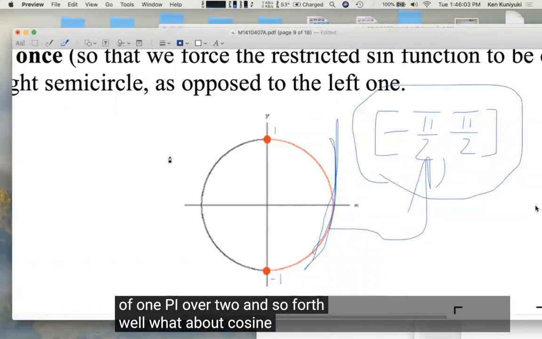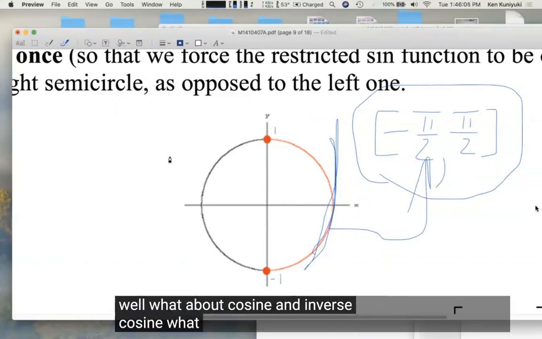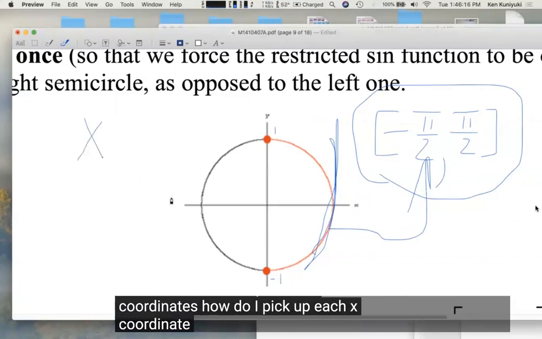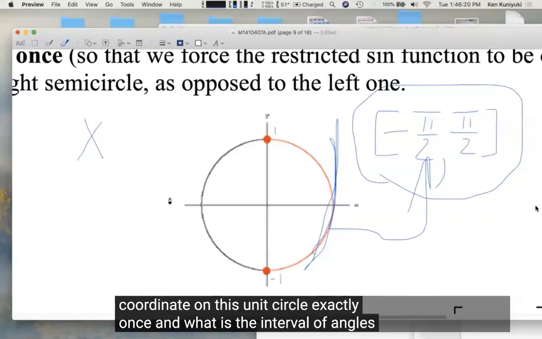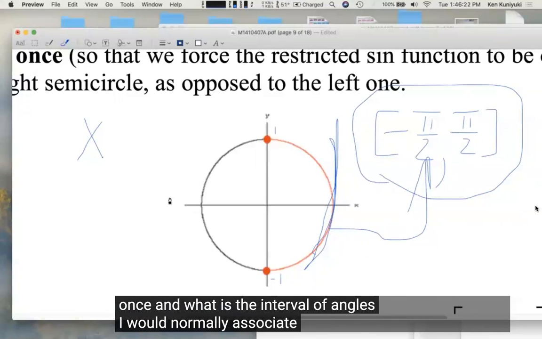Well, what about cosine and inverse cosine? What is the range for inverse cosine? Well, look at the unit circle. Cosine values correspond to x-coordinates. How do I pick up each x-coordinate on this unit circle exactly once? And what is the interval of angles I would normally associate with that?